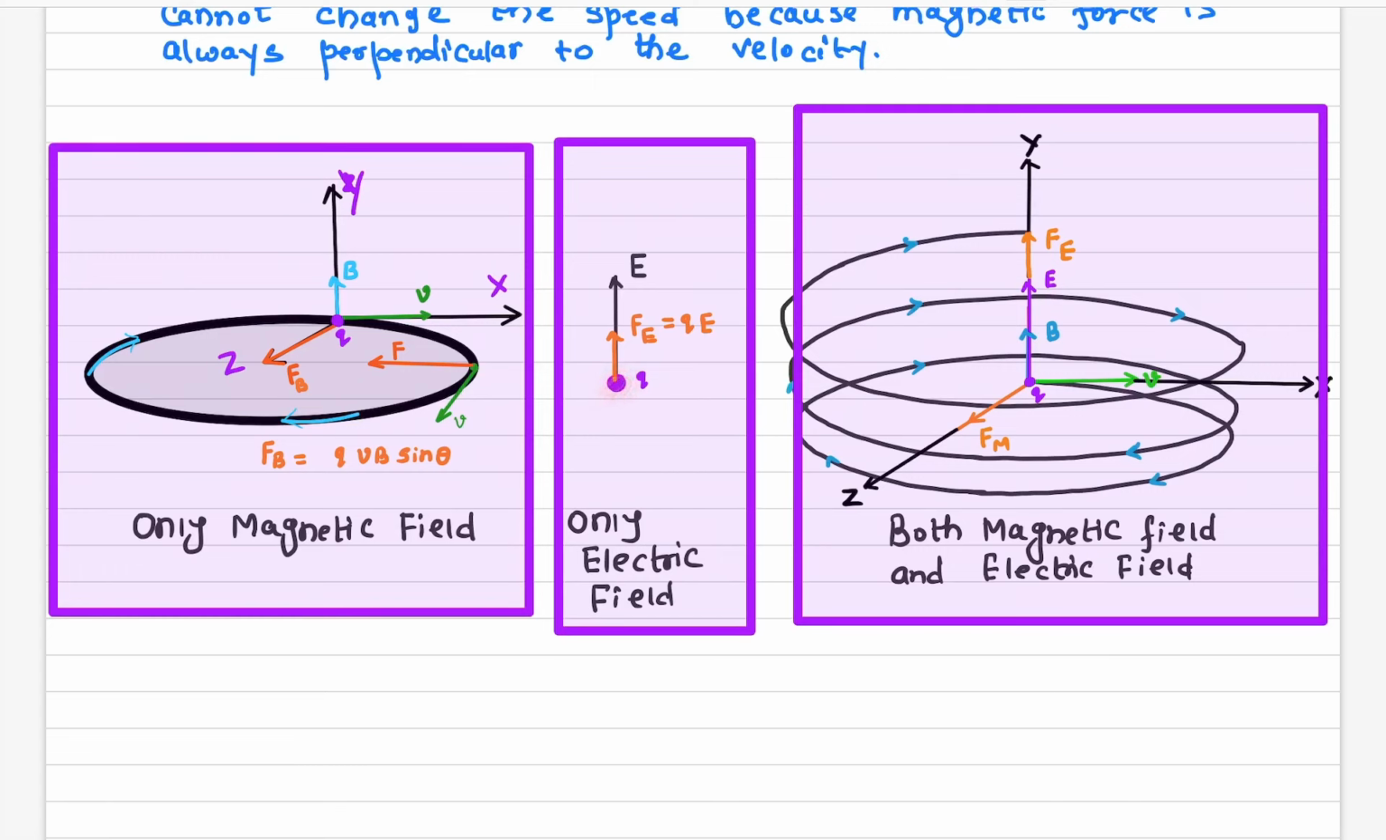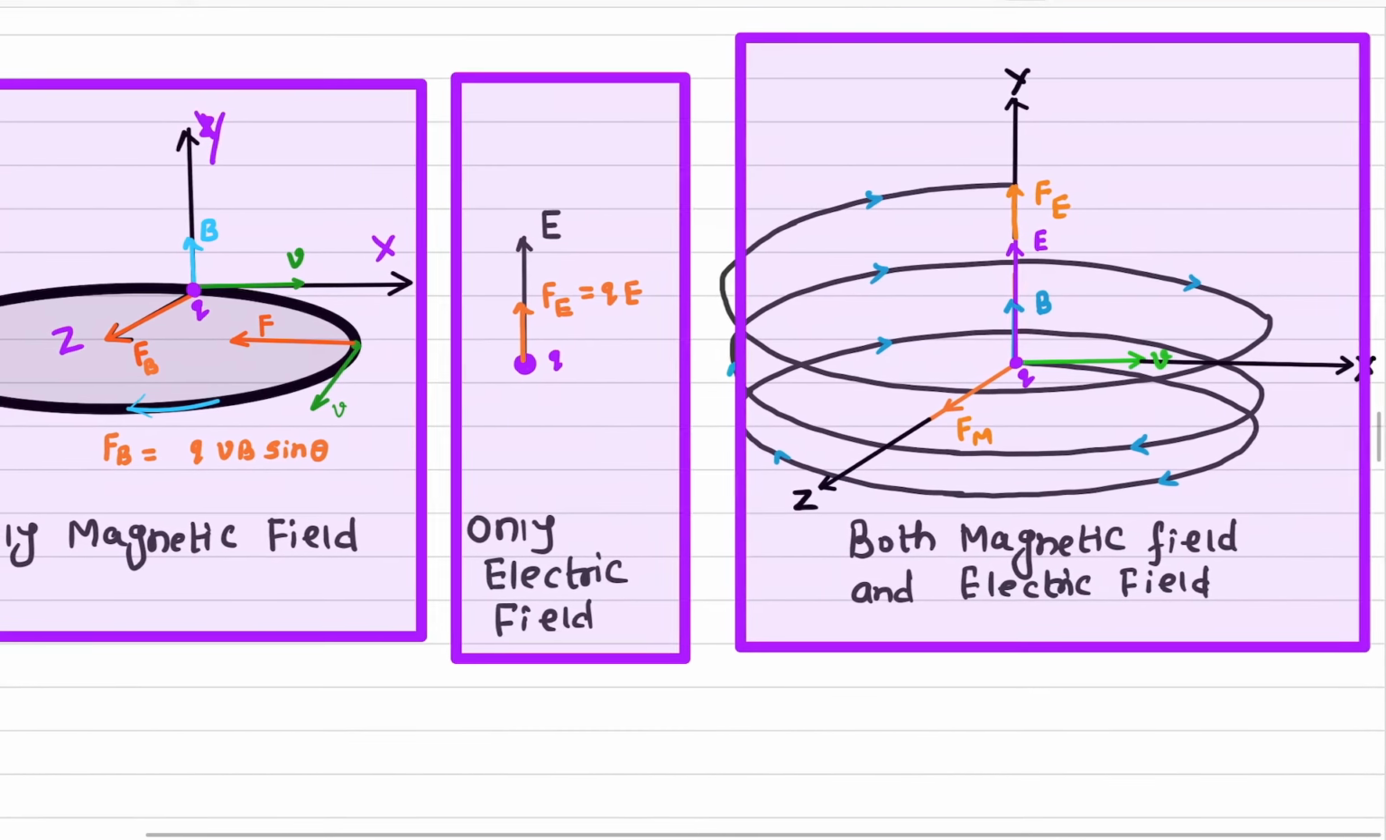So this is a charged particle and the electric field is again along y direction. So in this case, the force due to the electric field will be along y direction. And now consider the case where both electric field and magnetic field are present. What will happen in this case? So this is the situation here.